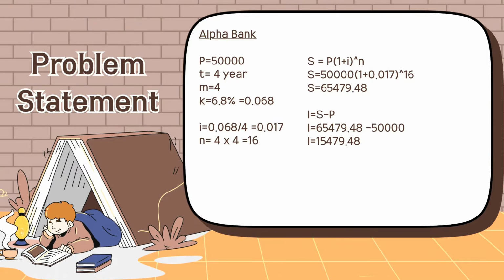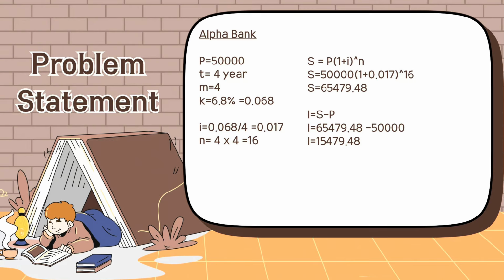Then find N, the total number of compounding periods. N equal to M multiplied by T equal to 4 multiplied by 4. So the answer is 16. After that, we use the compound interest formula. S equal to P open bracket 1 plus I close bracket to the power of N. Substitute all the numbers. S equal to 65,479.48. And then find the interest earned.